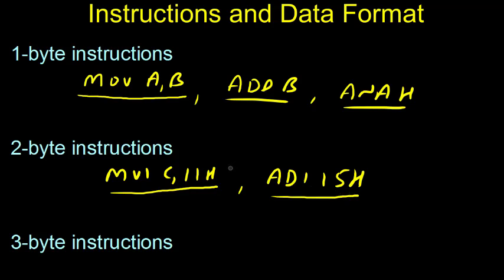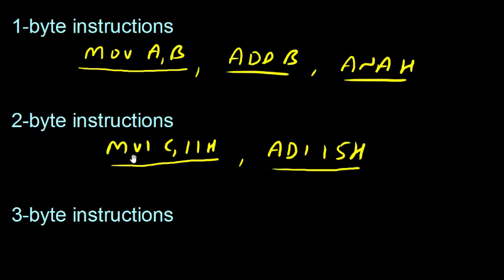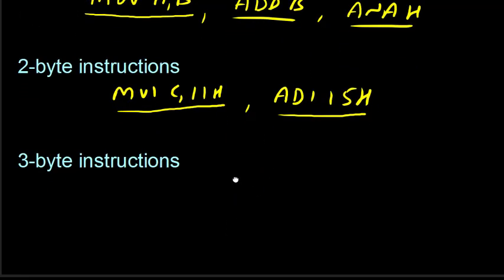Of course, we will be studying these instructions when we study the categories of instructions in detail, like the arithmetic instructions and the data transfer instructions. Then we have the 3 byte instructions. One more thing regarding 2 byte instructions: all the instructions which have immediate at the end, like move immediate, add immediate, subtract immediate. Whenever the word immediate comes, it is almost always a 2 byte instruction.